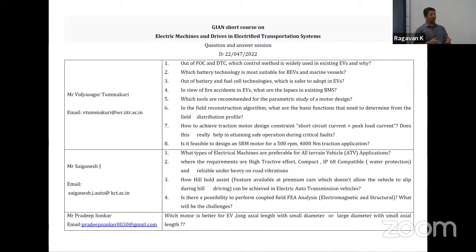They are more flexible. Permanent magnet brushed DC, to be more specific, can actually have value there, because your profit margins for ATVs all depend on that. If you're buying top of the line, you have some profit margins, but if you're buying something in the mid range, they will go for the cheapest option possible. So induction versus PM is a toss up there. Then what are the requirements of high tractive efforts, compact IP68 compatible water protection, and reliability under heavy on-road vibrations?